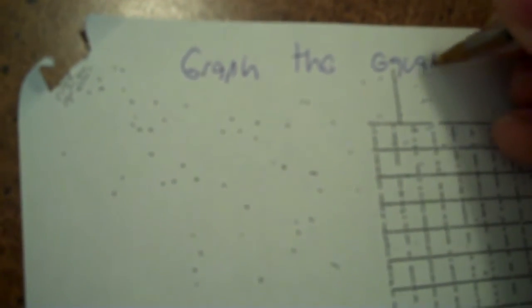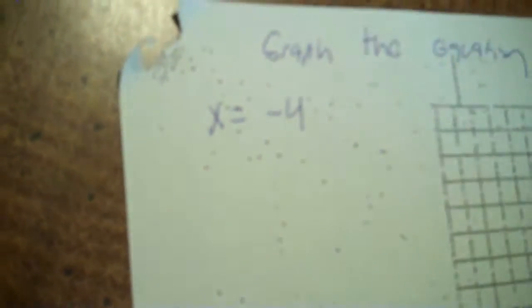Okay, this is going to be a short video, as you can see by the time-wise. You need to graph the equation. There's really only one way to do this, okay? You have this equation, x equals -4. Now, all the equations we've graphed so far had a y and an x.